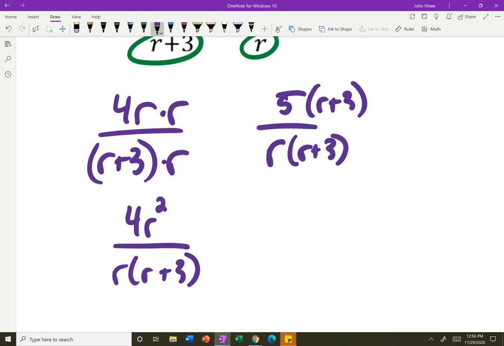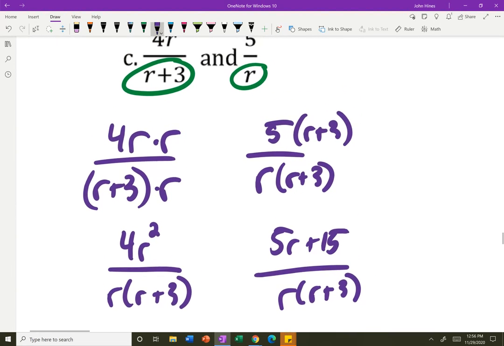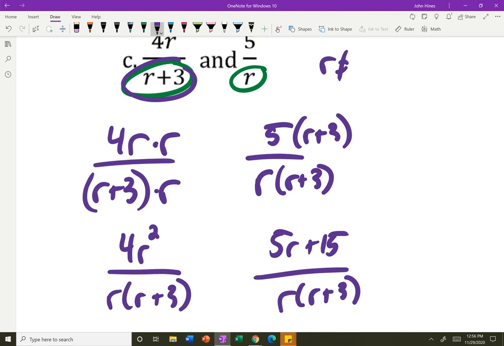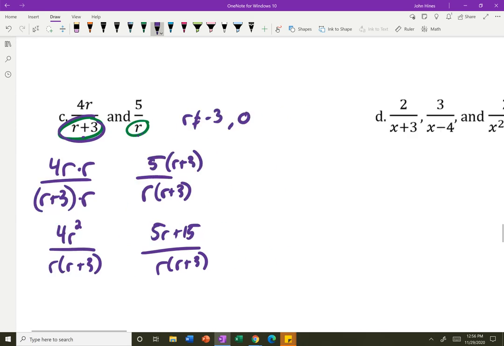For r squared, I'm going to just flip that around on the bottom there. I'm going to distribute here: 5r plus 15 over r plus 3. And again, undefined. When am I undefined? I'm undefined at -3 and 0. I can't be 0 as well because I have that plain old r. Don't just try to add it. Just kind of flip-flop them. Everyone needs an r. Everyone needs an r plus 3.